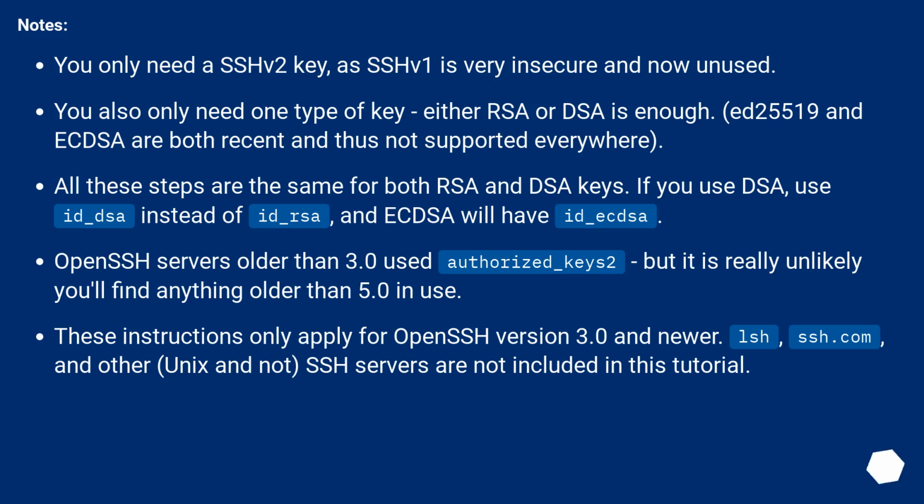If you use DSA, use id_dsa instead of id_rsa, and ECDSA will have id_ecdsa. OpenSSH servers older than 3.0 used authorized_keys2 too, but it is really unlikely you'll find anything older than 5.0 in use. These instructions only apply for OpenSSH version 3.0 and newer.